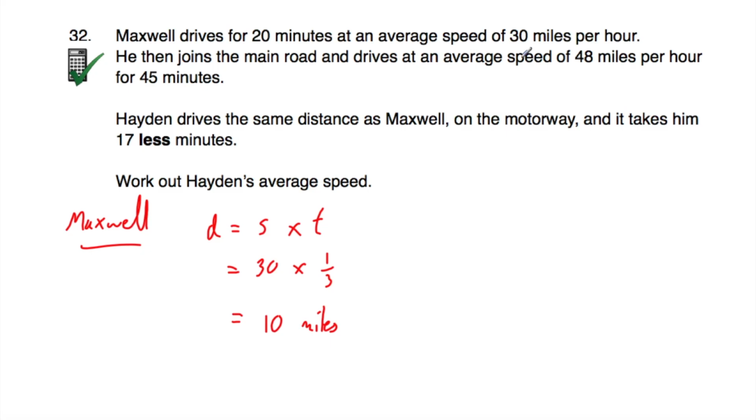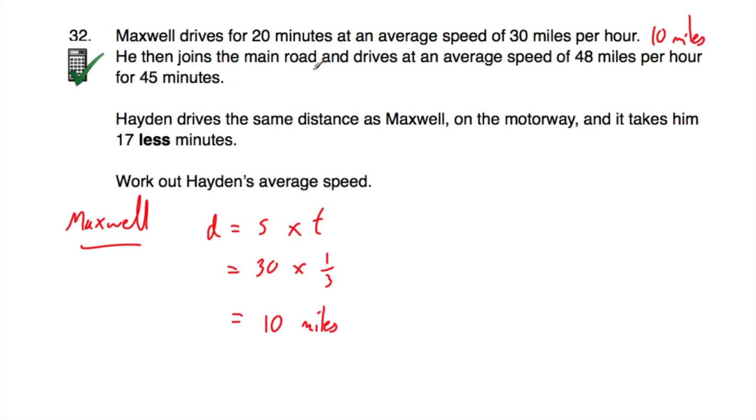And that actually makes sense, because if he travels 30 miles in an hour, or 30 miles per hour, that's 30 miles in 60 minutes. To go from 60 minutes to 20 minutes, we divide by 3. So if we divide the distance by 3, that'll be 10 miles. And that's what we got. Okay, so that was the first stage. So that was 10 miles. Okay, so let's have a look at the next stage.